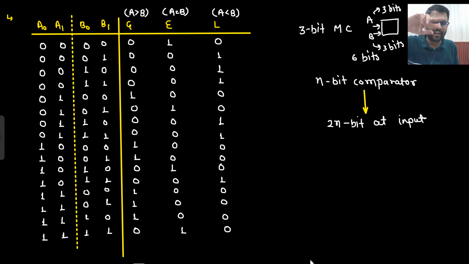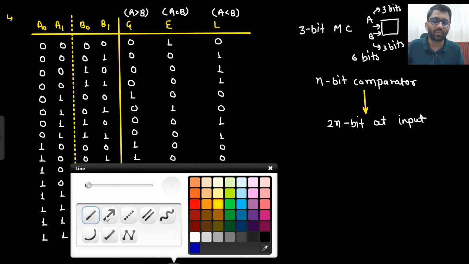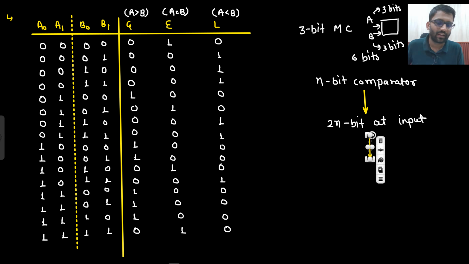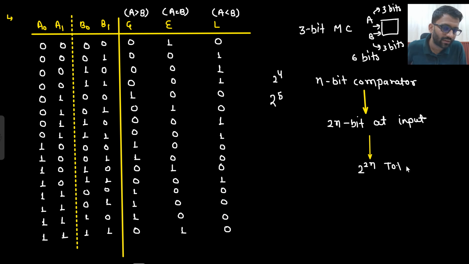If 2n bits are coming at the input, then how much total combination will be there? If 4 bits are there, the total combinations are 2 to the power 4, right? If 5 bits are there, combinations are 2 to the power 5. If 2n bits are there, 2 to the power 2n total combinations. Say yes or no? At the input side, you are having n plus n, 2n bits. So total combinations you can write as 2 to the power 2n, right?